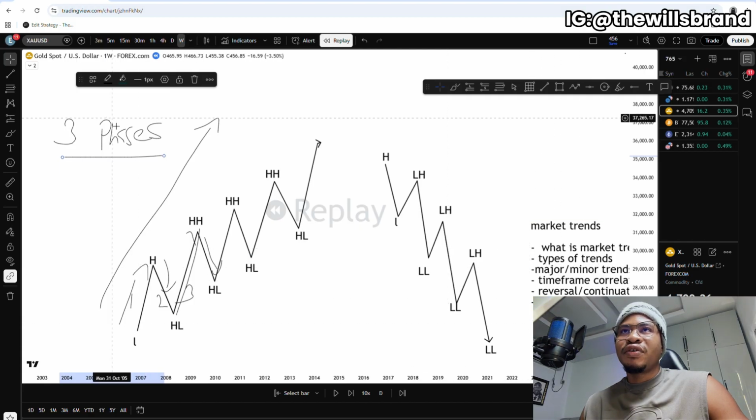Right, so we'll have three phases like we said. The first is the impulse, then we'll have correction, and the third is the continuation, which is another impulse. So it's basically impulse, correction, continuation, correction, continuation, correction, continuation. So that's how the market moves.